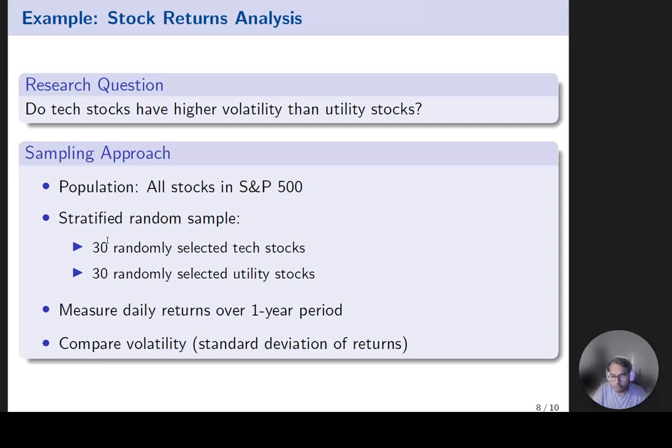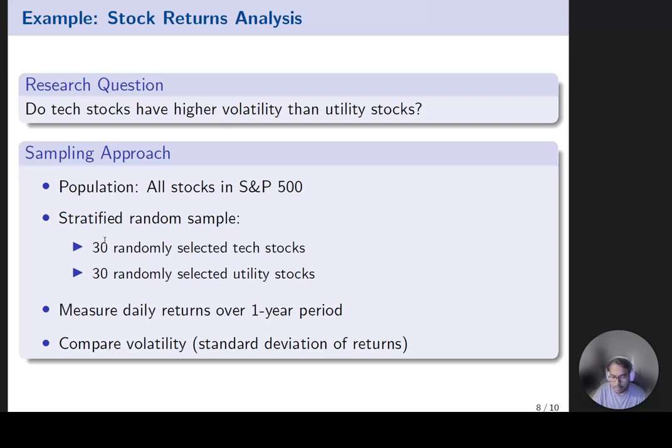So let's walk through a practical example of how these sampling methods might be applied in a real-world research scenario. Suppose your research question is, do tech stocks have higher volatility than utility stocks? This is a perfect example of when stratified sampling can be useful. Our population in this case would be all stocks in the S&P 500 index. To investigate this question, we might use a stratified method because we have two distinct subgroups we want to compare, tech stocks and utility stocks.